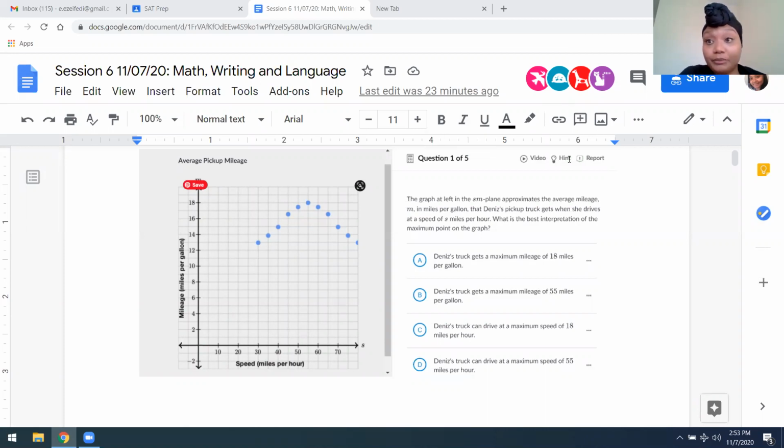Okay, speaking about graphing: the graph at left in the SM plane approximates the average mileage in miles per gallon that Deniz's pickup truck gets when she drives at a speed of S miles per hour. What is the best interpretation of the maximum point on the graph?